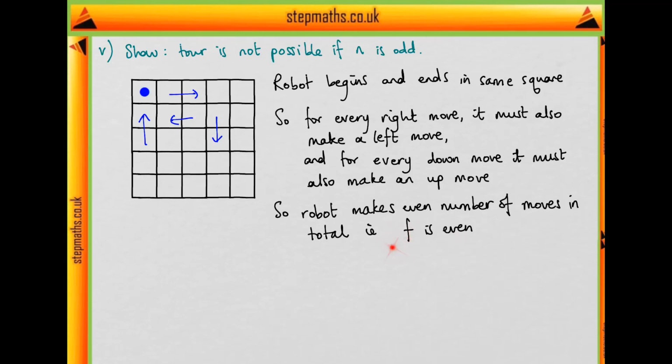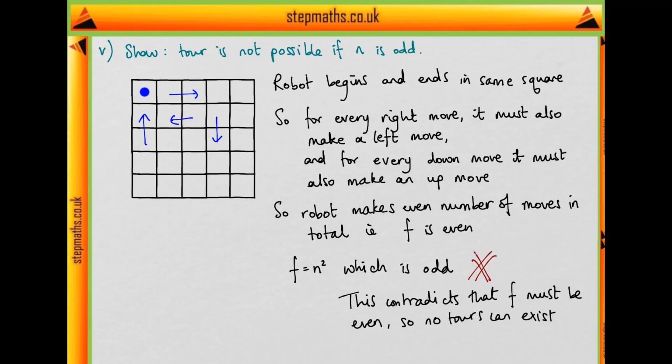Okay, but do we know anything else about F? Well, we know that F is n squared, because the robot still has to move into each square once, just like it did before when n was even. But now n is odd, so n squared must be odd also. But we just said F has to be even, right? So this gives us a contradiction, and so we can't have any tours when n is odd.